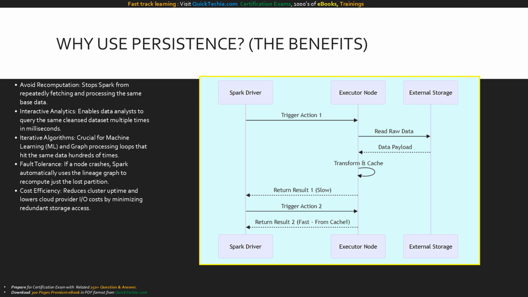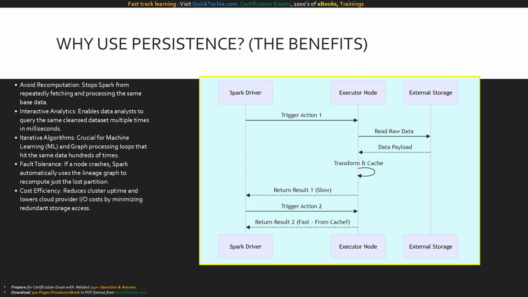So, why should we care deeply about distributed persistence? It ultimately boils down to time and money. In the world of big data, reading from physical disk and shuffling data across the network are the two most expensive operations you can possibly perform. If you are doing iterative machine learning or interactive data analysis where you query the exact same cleansed dataset multiple times, recomputing from the source every time is a massive waste of cluster resources.